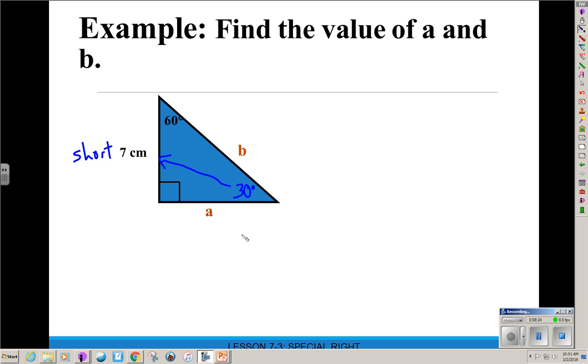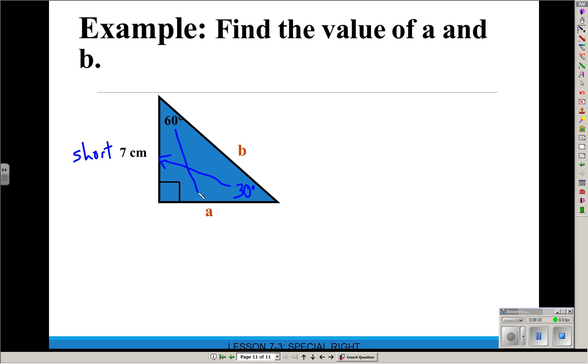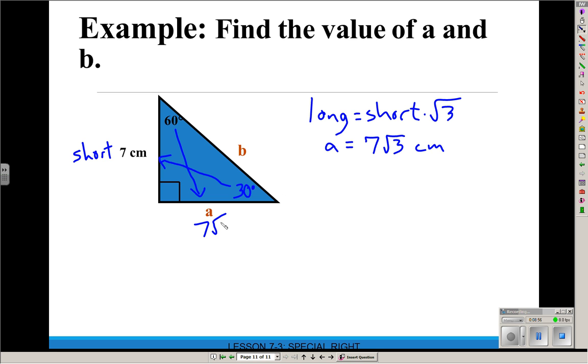Now I can find the long leg and the hypotenuse. The long leg is across from the 60-degree angle, so that's A. Use the formula. Long equals short times the square root of 3. The long is A, the short is 7 times the square root of 3, and that's it, 7 square root of 3, and this is centimeters. So that's what A is, 7 square root of 3 centimeters.